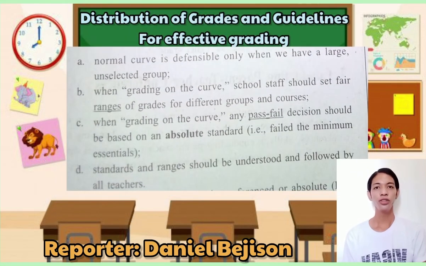A. Grading on the curve is defensible only when you have a large unselected group. B. When grading on the curve, the full staff should set a fair range of grades for different grade groups and courses. C. When grading on the curve, any pass or fail decision should be based on an absolute standard. D. Standards on the range should be understood and followed by all the teachers.